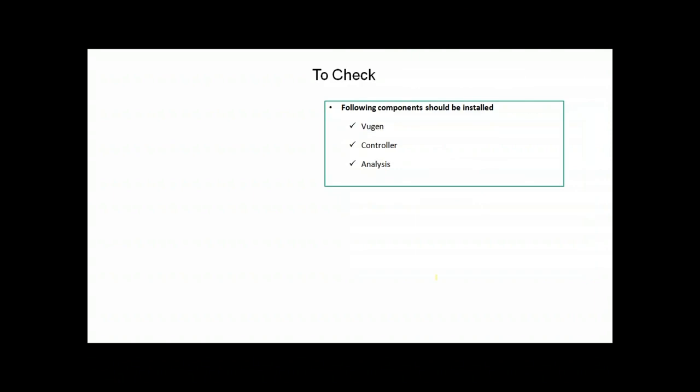Okay, so once you have installed, you need to make sure that these three components are installed. Virtual User Generator or VuGen. The next one is Controller. The third one is Analysis. You make sure that all these three components are installed on your machine.